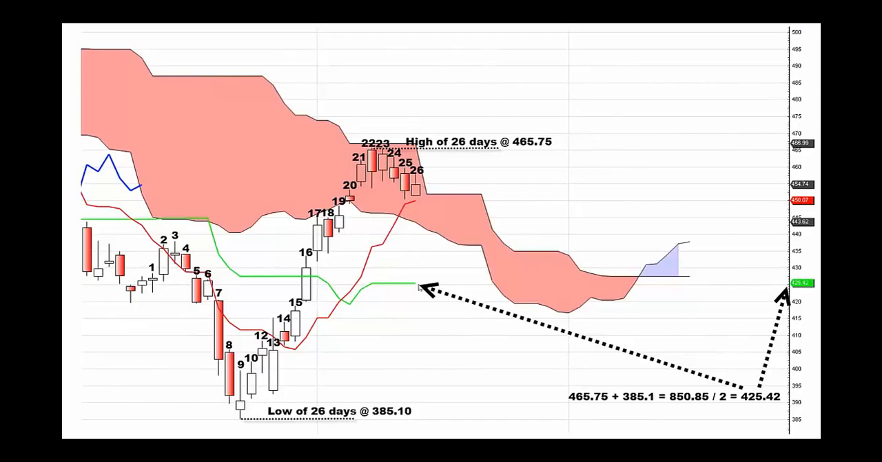We zoom in here. We see there's the green line. There's today's price action. We count back from 26 all the way to 1. We have to take our average of 26 bars. We're going to locate the low plus the high. We're going to divide that by 2. That's going to give us 425.42. And then it's going to automatically do the calculations for us.